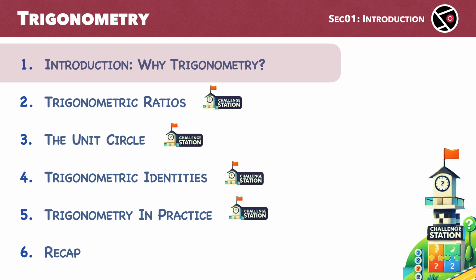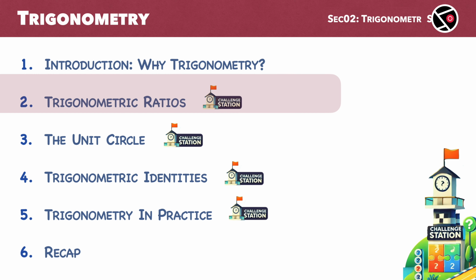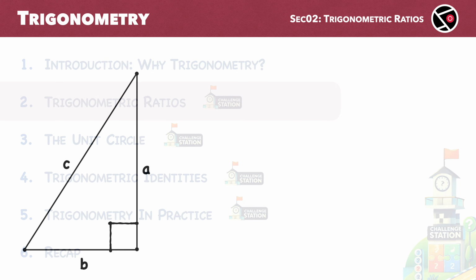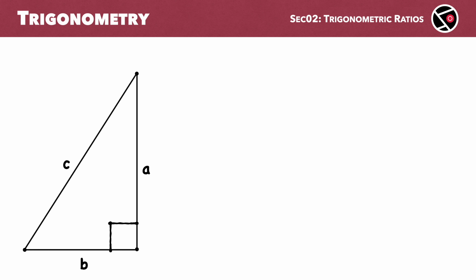Welcome back. Let's get started with section 2. In this section, I will introduce you to the trigonometric ratios. To begin, let's quickly go through some basic terminology. Here is a right angle triangle with sides A, B, and C. The side opposite the right angle, side C, is called the hypotenuse.